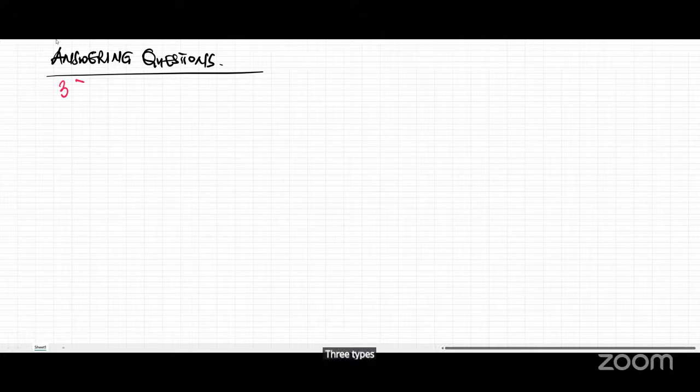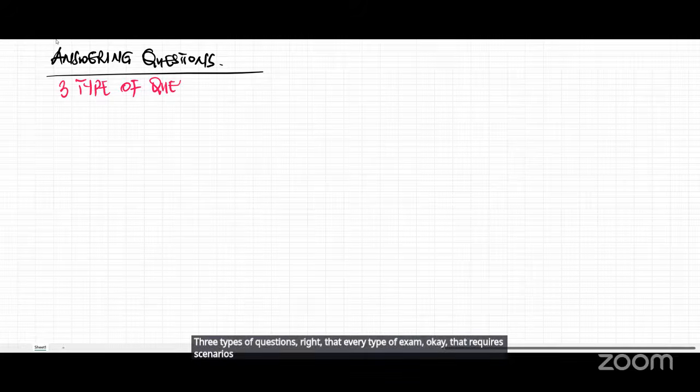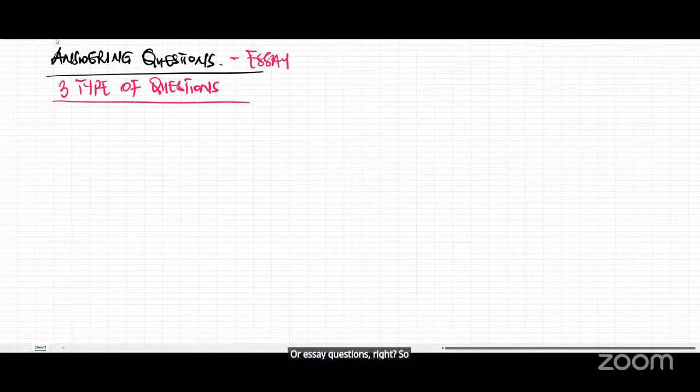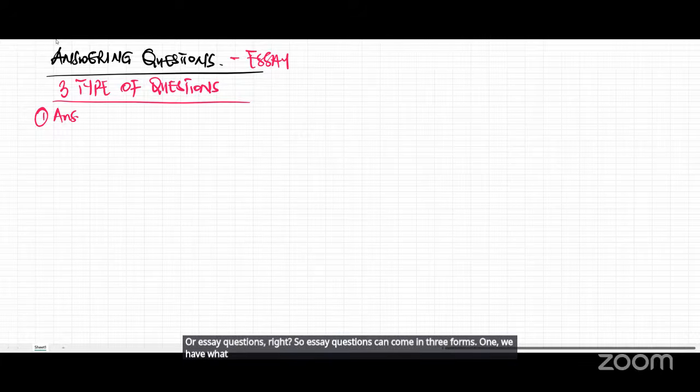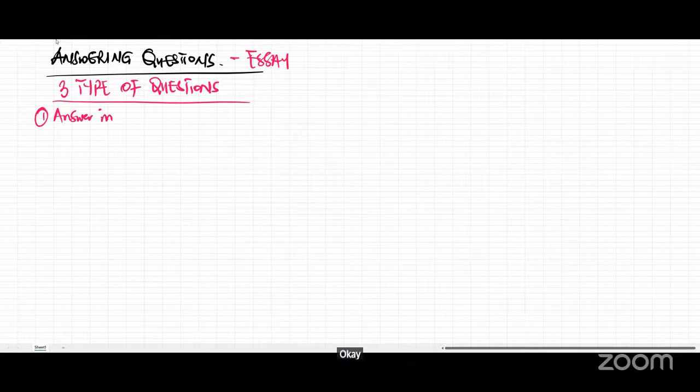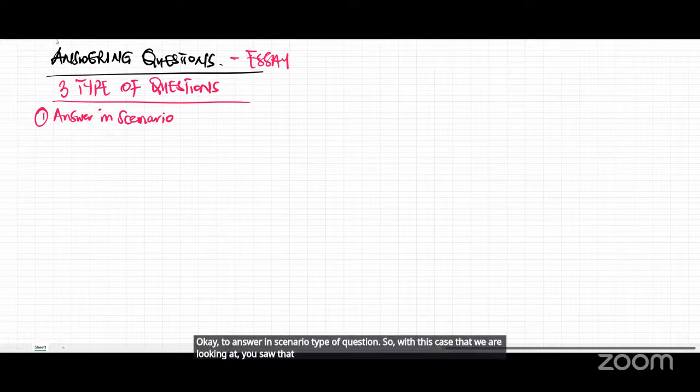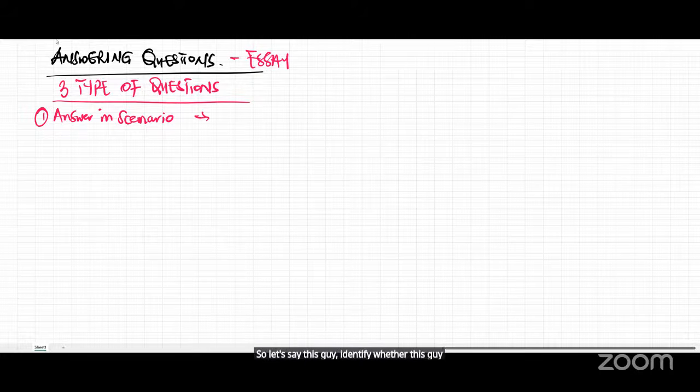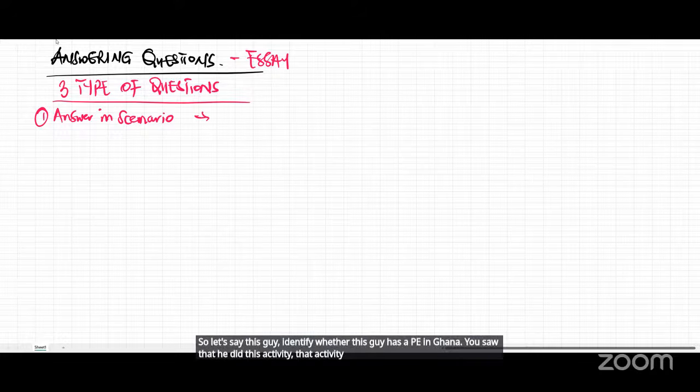Three types of questions that every type of exam requiring scenarios can ask you, especially when we are looking at theory or essay questions. Essay questions can come in three forms. One, we have what we call the answer-in-scenario type of question. With this case we are looking at, you saw that the answer was in the scenario, where we saw the DEMPE functions in the scenario itself, and you can pick from there. So let's say, identify whether this guy has a PE in Ghana. You saw that he did this activity, that activity, that activity. It's already in the case.